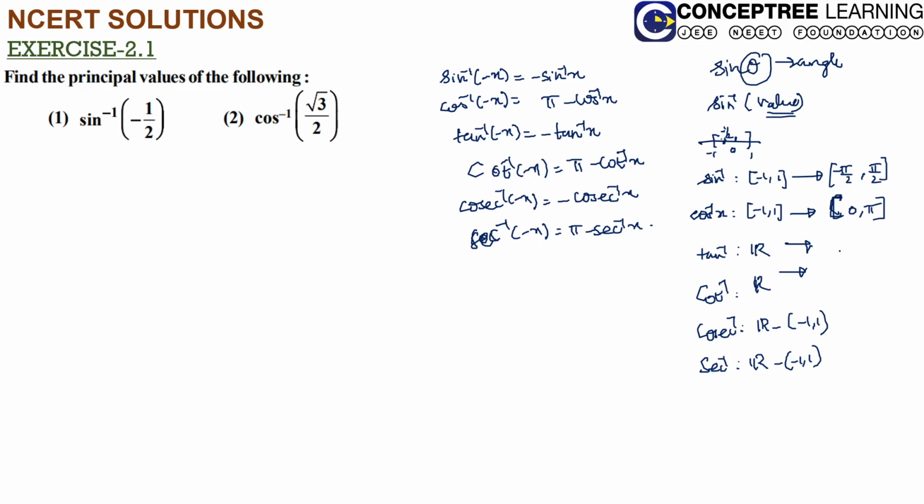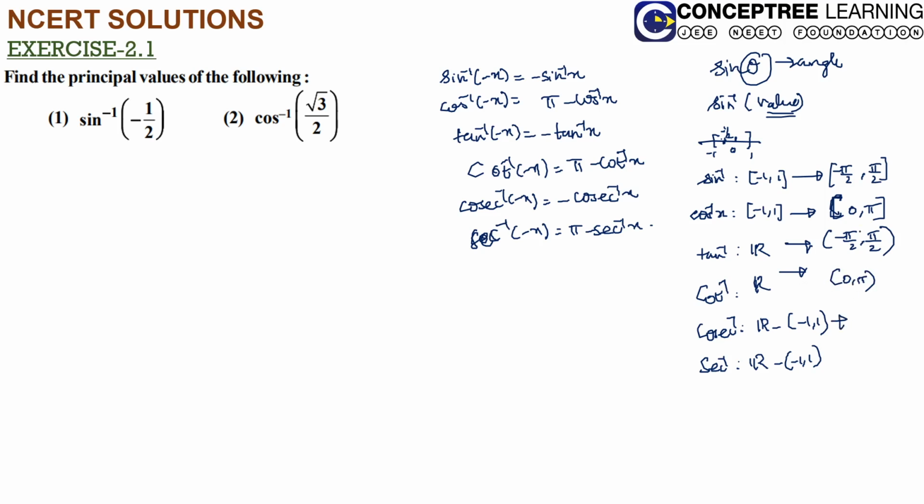The range of tan inverse is the open interval minus pi by 2 to pi by 2. As with sine inverse, for sine inverse it is the closed interval minus pi by 2 to pi by 2, while for tan inverse it is the open interval minus pi by 2 to pi by 2. For cos inverse, it is closed 0 to pi, and for cot inverse, it is open 0 to pi.